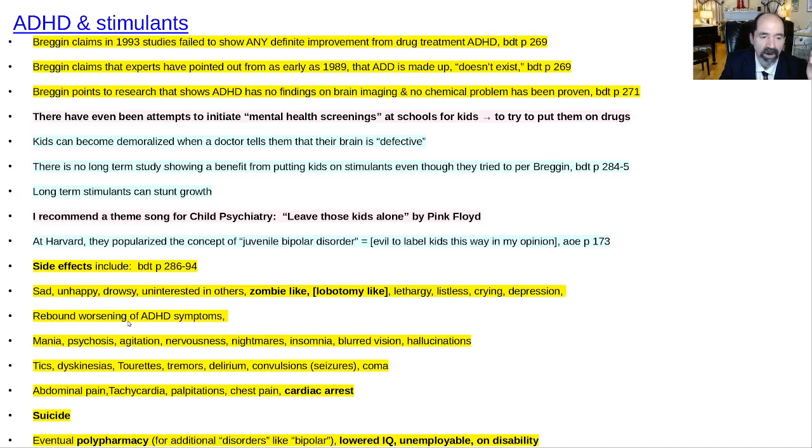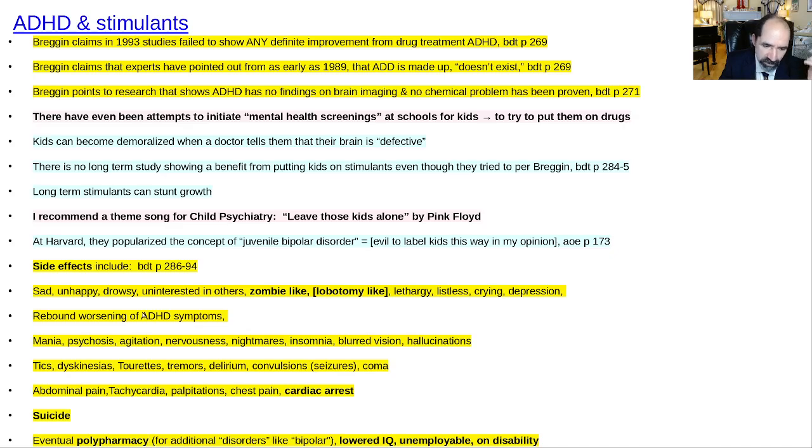If you try taking them off, they get rebound symptoms once they become addicted, and it's chronic. They can have manic episodes, psychotic episodes, be agitated, have nightmares, insomnia, blurred vision, hallucinations. These are powerful effects on the brain. They'll have a tendency sometimes to develop tics, Tourette's, tremors, delirium, confusion, hallucinations. They can go into a coma. They can even get a heart attack. They can have cardiac side effects.